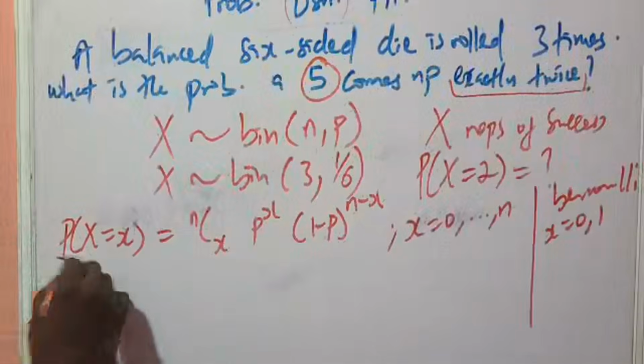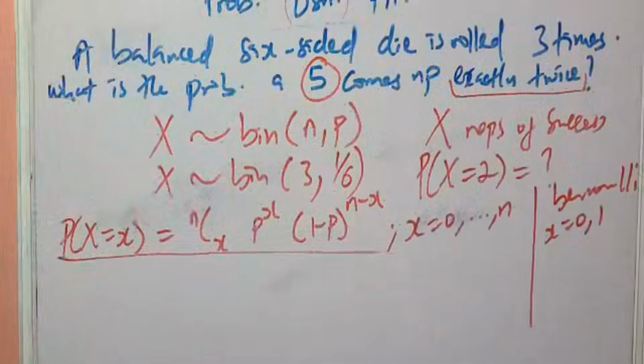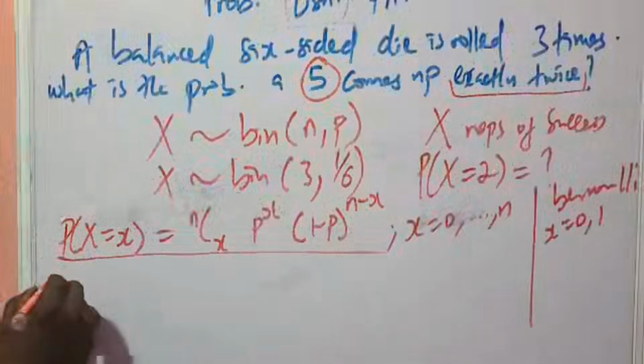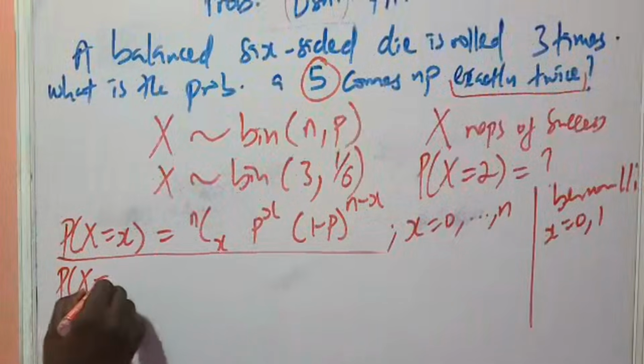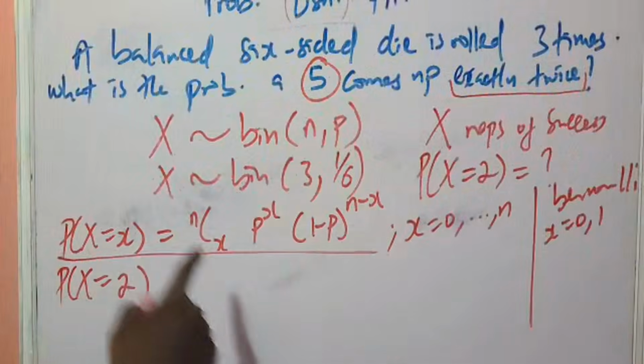Now that we have this model, we already know what this question follows. It follows a binomial distribution. So what we need to do next is to fix in our values. We want to find the probability of x equals 2 now. That means our x now is 2. So we know exactly what we are looking for.